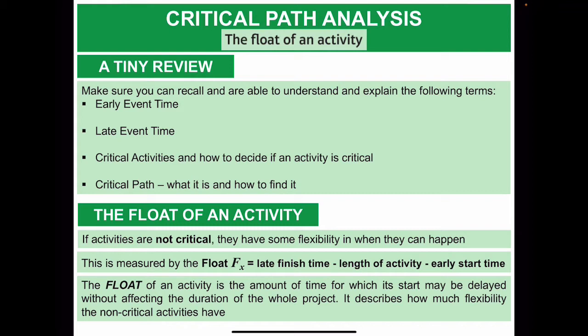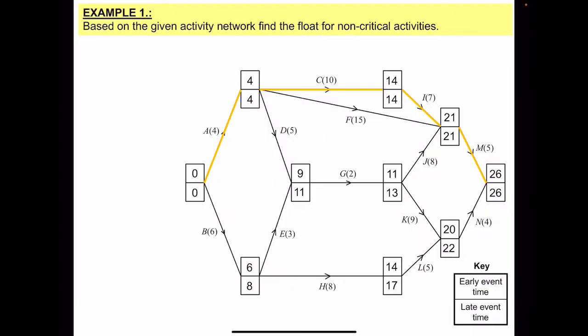As I said before, it's the time by which you can delay the activity without putting the whole project in danger of not being completed on time. So it basically describes how much flexibility the non-critical activities have. But let's just look at an example. We are given the activity network here, and we need to find the float for the non-critical activities. I'm using the same example from before, so the yellow ones are critical.